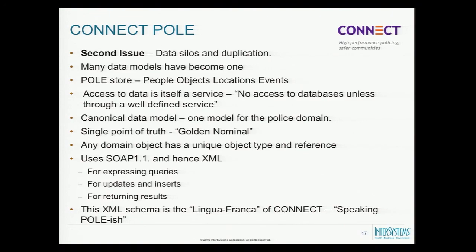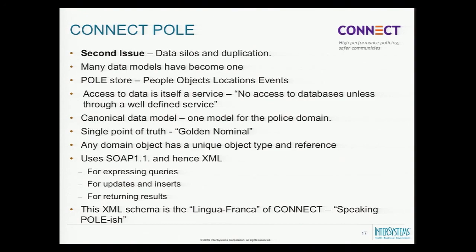Because we have a service, because we have a common data model held underneath, that does really bring things together. So we have a canonical data model. You've got one data model for the police domain, and it gives us a single point of truth. So you've got gold and nominal. And there are other advantages. So you know that any domain object in your business domain has a unique object type, and it has a unique object reference. So when we get onto workflow, you can see that the two start to tie together.